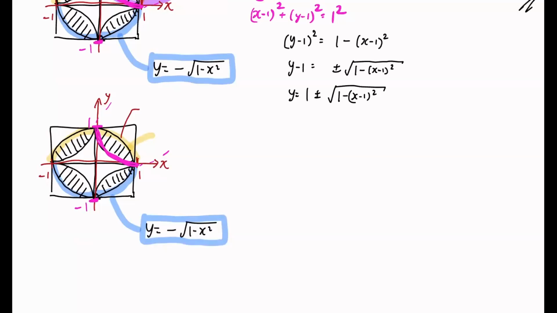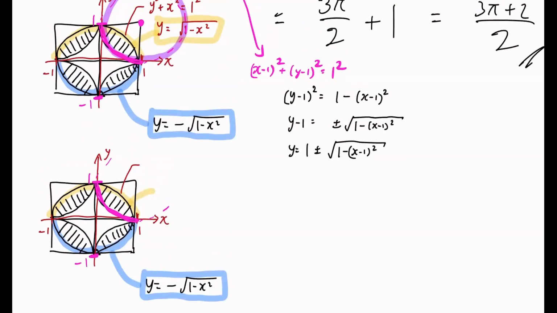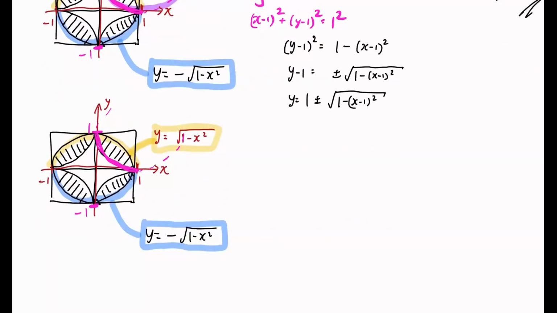Blue bottom half is negative, okay. Top is the yellow one. Let me just clean this up to make it look nice. Okay, good enough. Like this, right? Then the pink color one, what's the equation of the pink color part? The pink color part is actually y equals 1 minus square root of 1 minus (x minus 1) squared. Square root the whole thing.